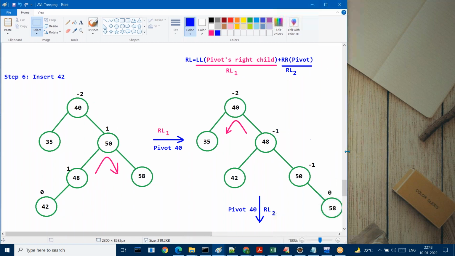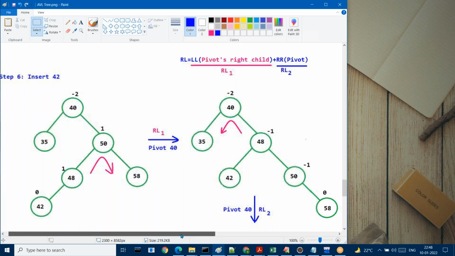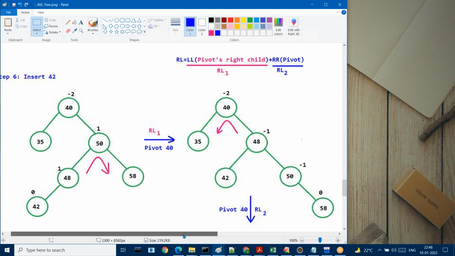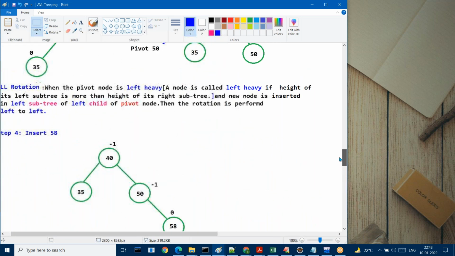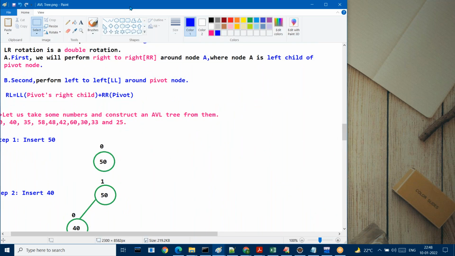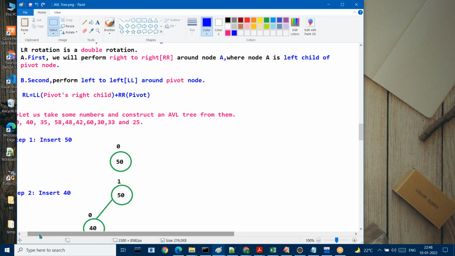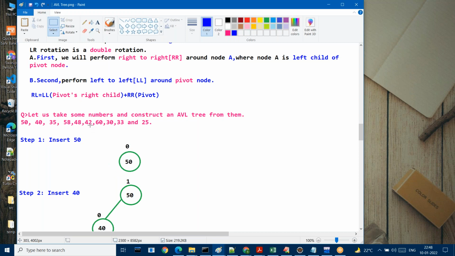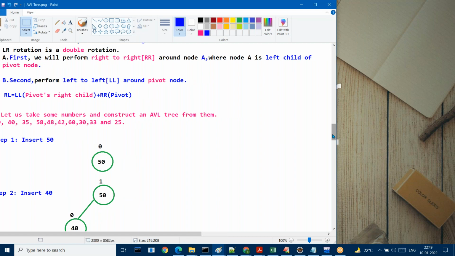Okay. Yes. So tomorrow again, if you have any doubt, you can ask me. And better if you can practice once with this data set, as far as I have discussed. Up to this 42, you can try to make the insertions and check whether you can ultimately get this tree or not.